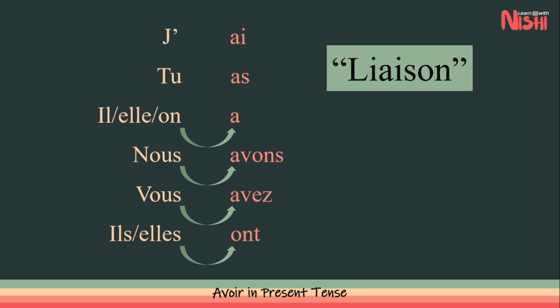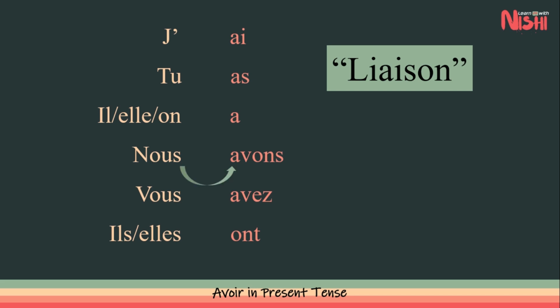We pronounce them. Like here, on a. Generally, it's on. N is silent, right? But with the A, which is a vowel, we make liaison here. That is, we are pronouncing the N. On a.